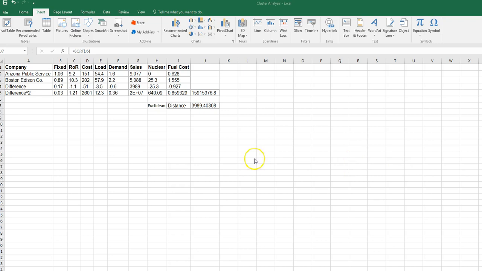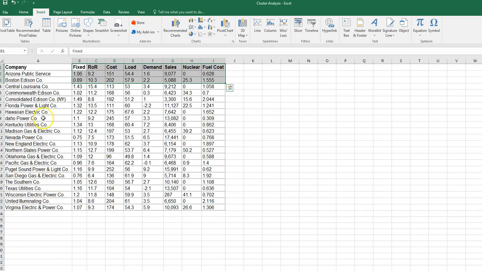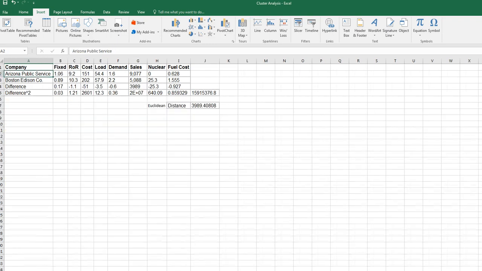Usually, this measure on its own is not going to provide too much value to you unless you compare it to the same value that you calculate for, let's say, Arizona and a third company, Florida Power and Light. If the distance between Arizona Public Service and Boston is less than the distance between Arizona and Florida, then Arizona and Boston would be in the same cluster and Florida is going to be in a different cluster. So that's how you approach the whole cluster analysis technique.